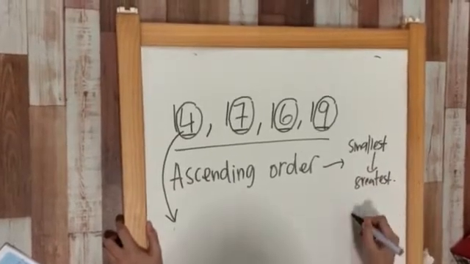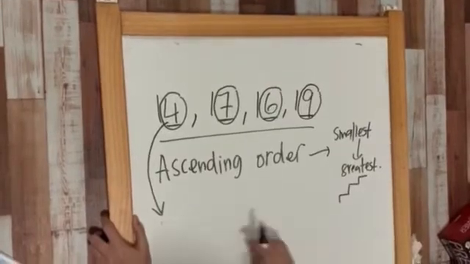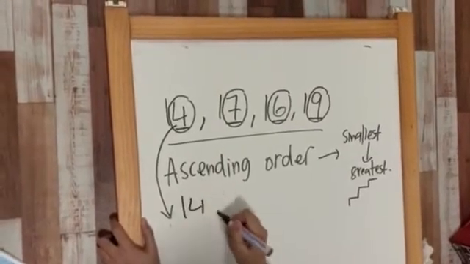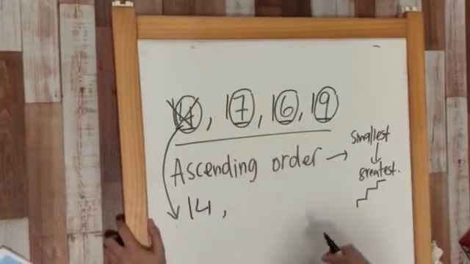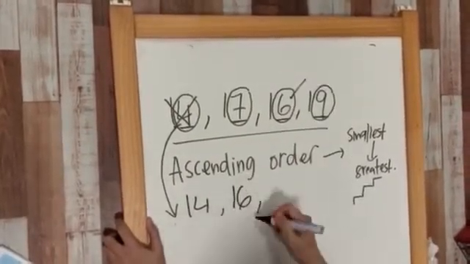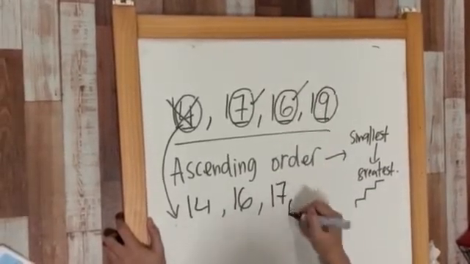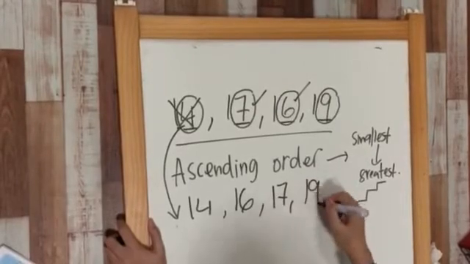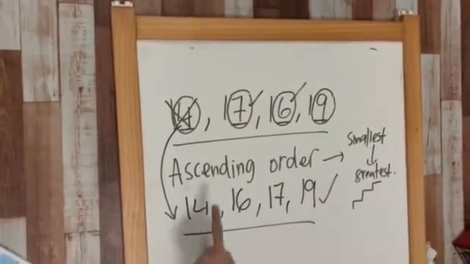When you arrange these numbers in ascending order, it starts from smallest to greatest. It's like when you are walking up the stairs, tangga. The first one is 14. The second smallest number is 16, the third number is 17, and of course the last number will be 19. So that's it. This is the ascending order for these numbers.